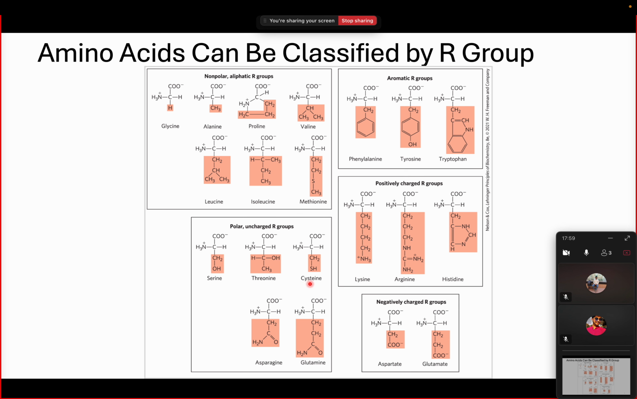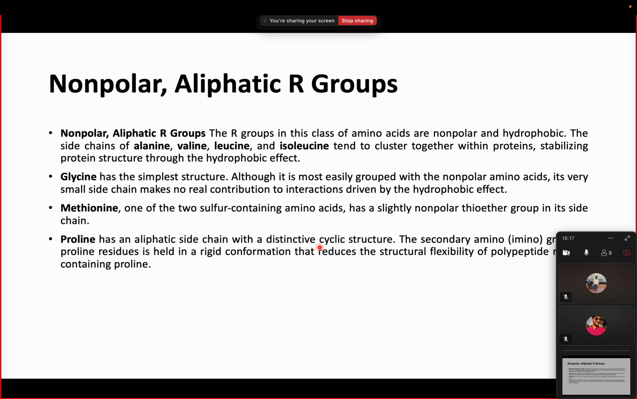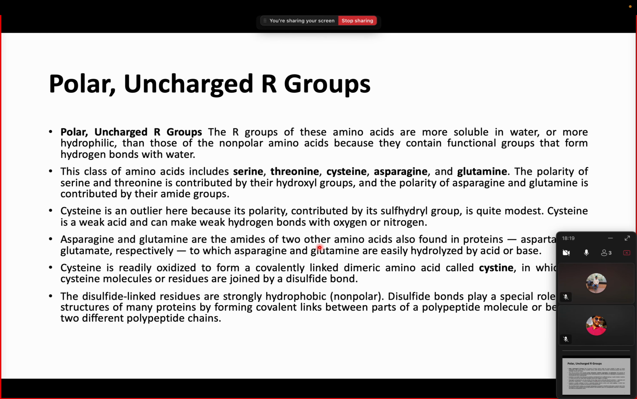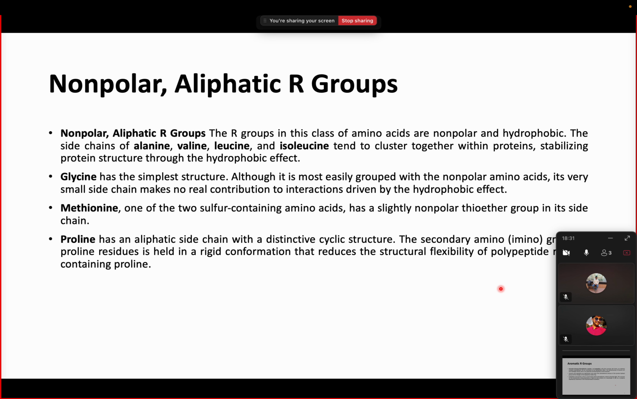So if you remember, cysteine means this single cysteine amino acid residue, while cystine is the molecule in which two cysteine residues are attached with a disulfide bond. I guess I have mentioned it somewhere in the literature. It's this one. See, cysteine is readily oxidized to form a covalently linked dimeric amino acid called cystine. So it's a very critical wordplay.